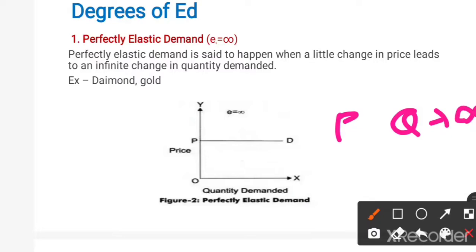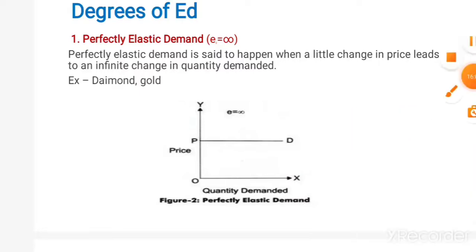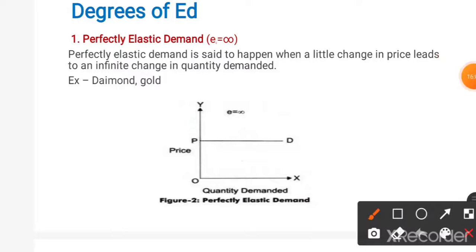So here also, for example, gold, diamond, platinum, and super luxurious commodities you can take. Okay, so students, for platinum, if the price increases in the market, you will never purchase that, because obviously the price of platinum is already high. So if they increase it again, it will be a burden for you, and you will not purchase. So that's why here you can see in the graph there is almost a negligible change in the price, a little change in the price, but your quantity demanded is changing infinitely, there is no end for this, it is going like this.